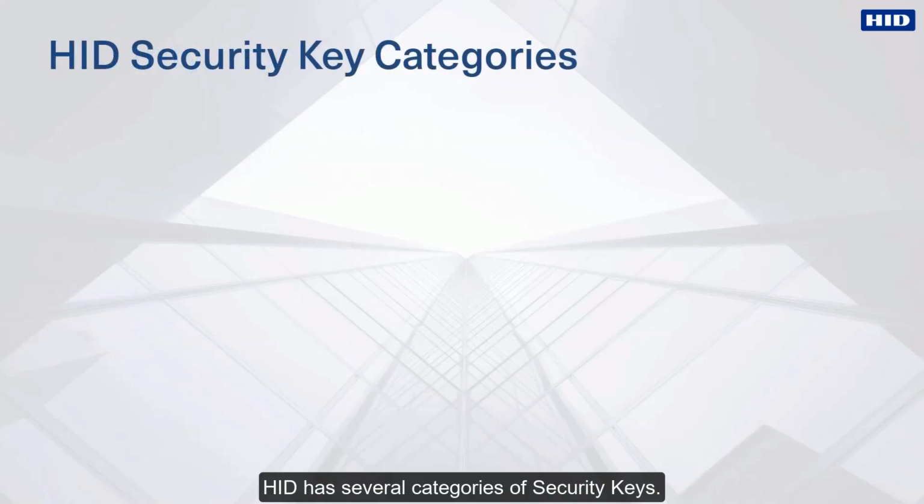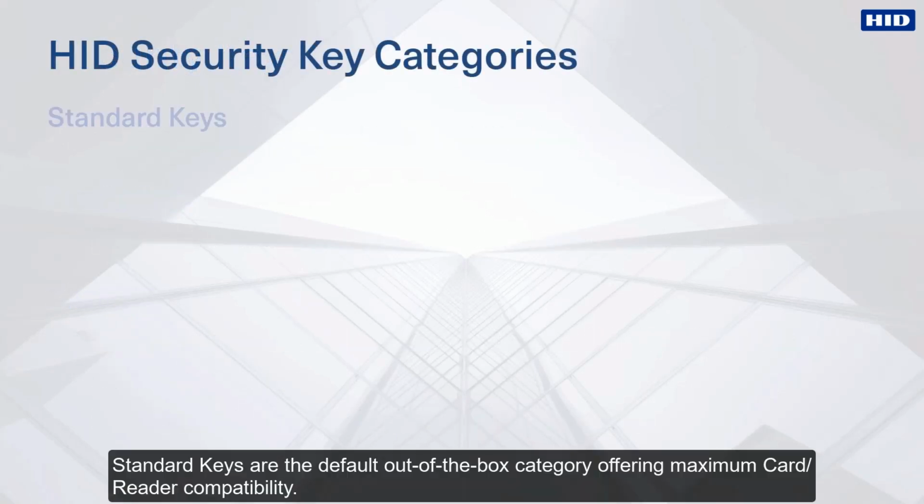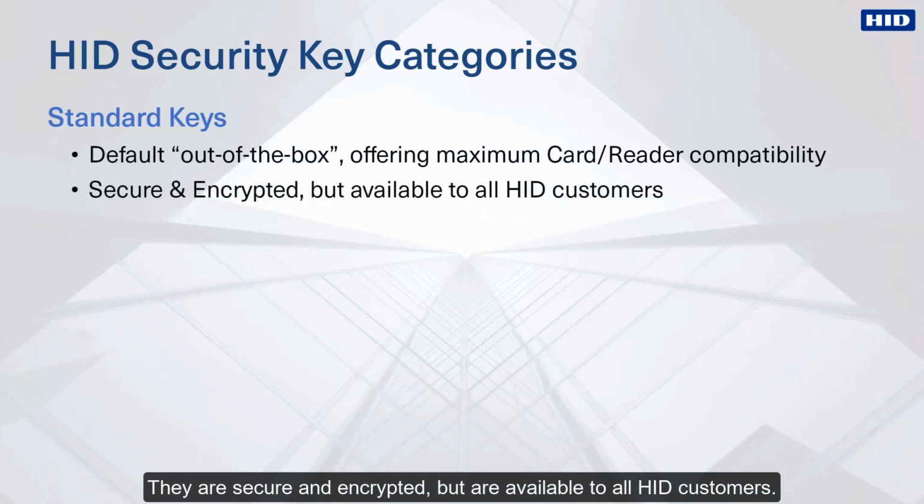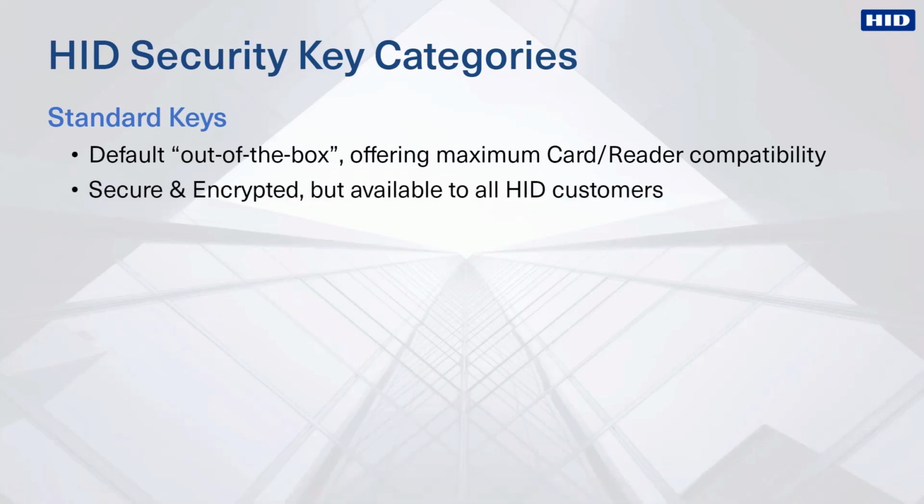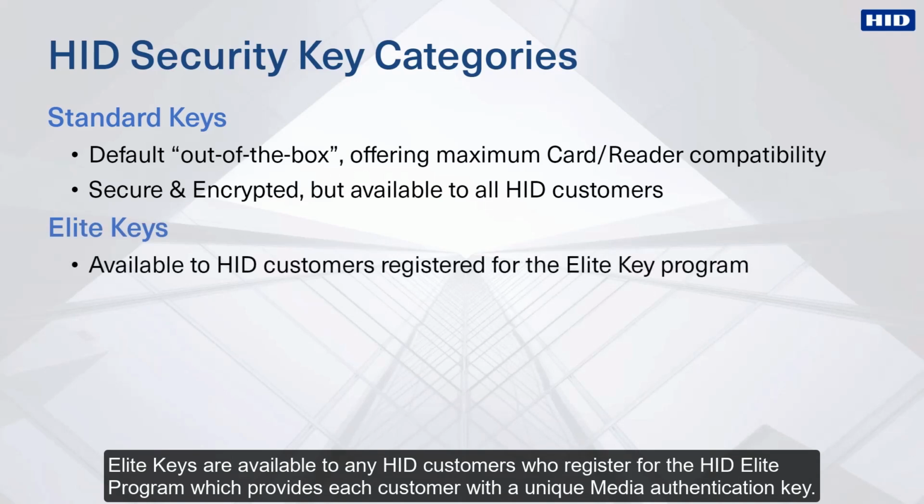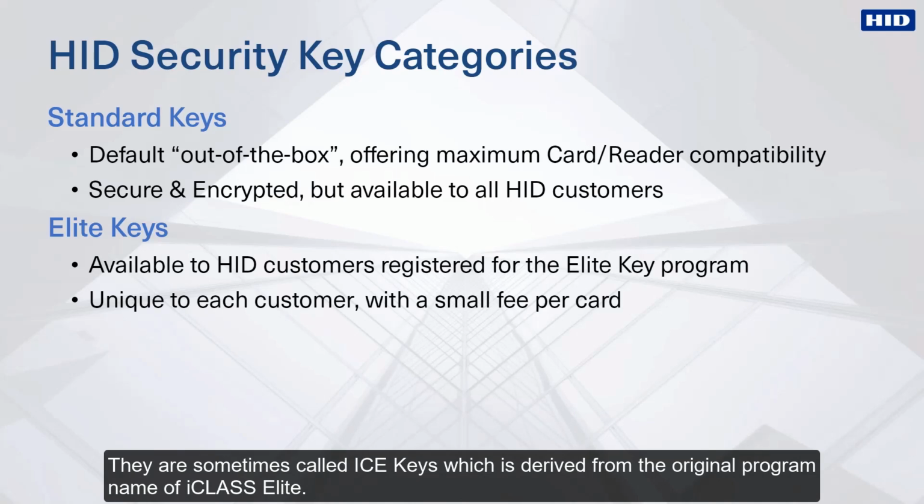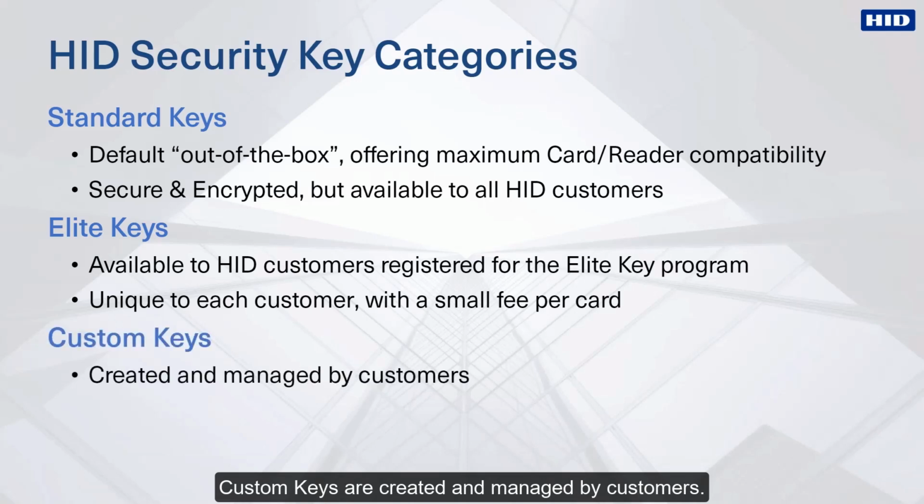HID has several categories of security keys. Standard keys are the default out-of-the-box category, offering maximum card reader compatibility. They are secure and encrypted but are available to all HID customers. Elite keys are available to any HID customers who register for the HID Elite program, which provides each customer with a unique media authentication key. They are sometimes called ICE keys, which is derived from the original program name of iCLASS Elite. Custom keys are created and managed by customers.